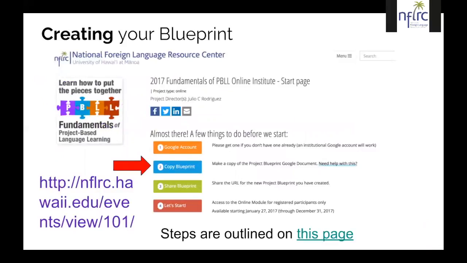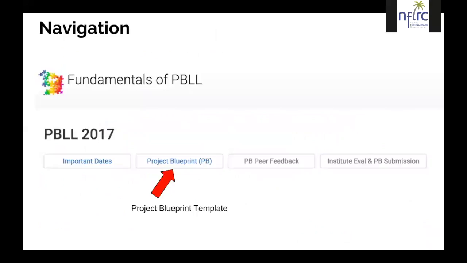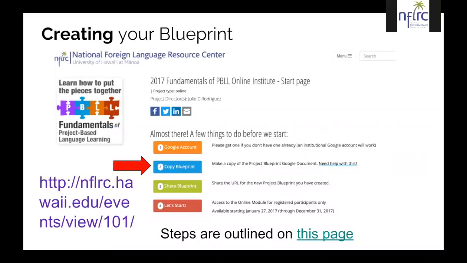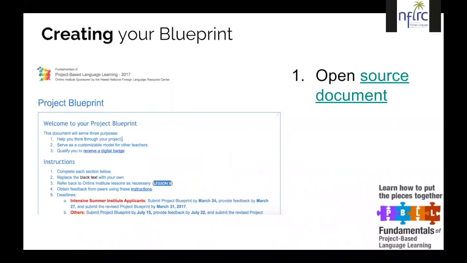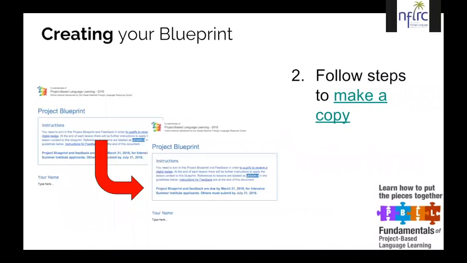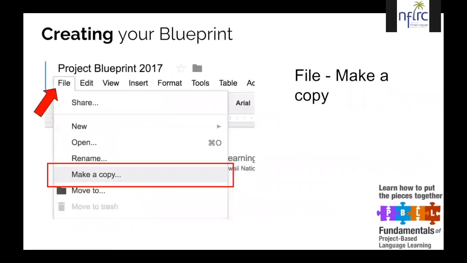So where do you find the original template? You can find it in two places. First is on our NFLRC website. Here's the URL. You'll know this page pretty well by now. And the second is if you go to our online module page, you can see the project blueprints. If you click either of these two links, you can see the original template, and it looks like this. Once you find it, you can make a copy of this project blueprint by going into File, Make a Copy.